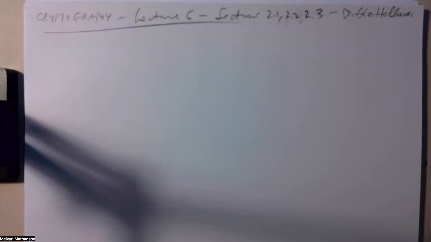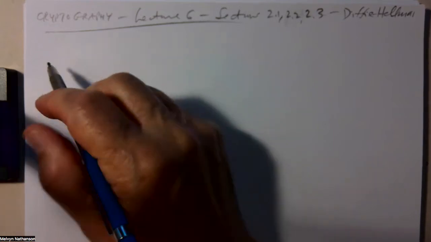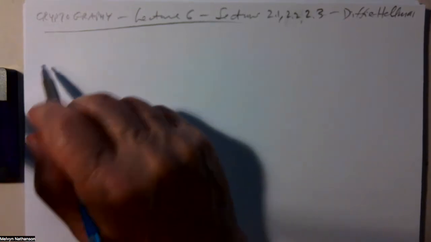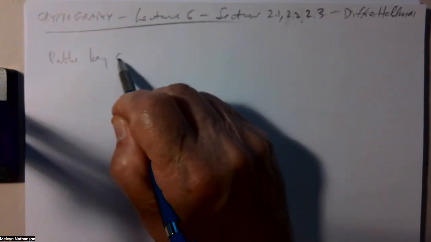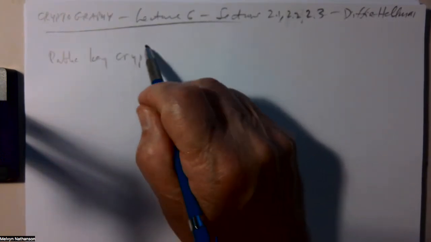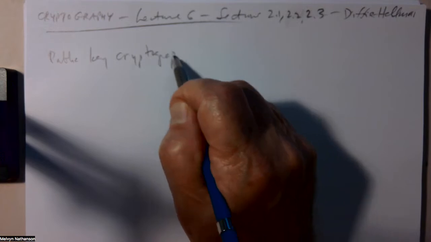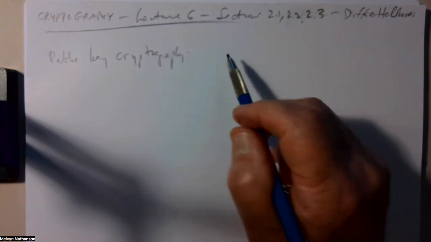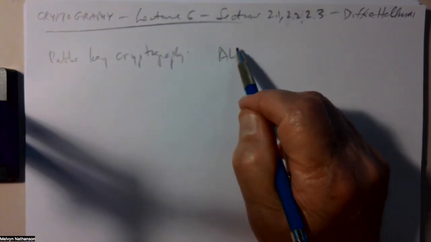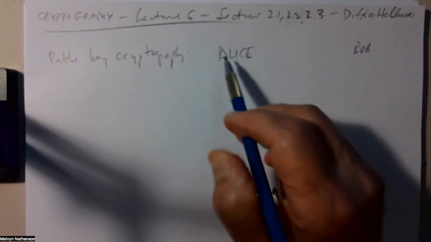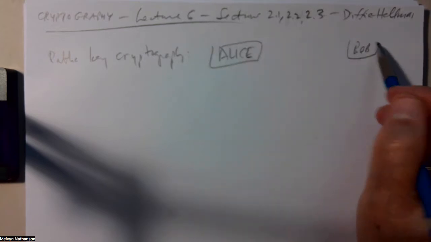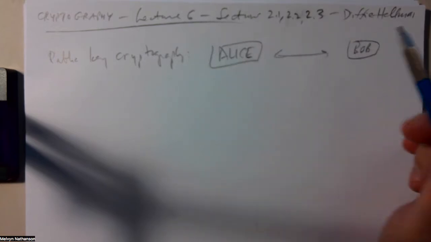So this is our first lecture on chapter 2 on discrete logarithms and Diffie-Hellman. This is the beginning of what is called public key cryptography. So we have two people, Alice and Bob, and they want to be able to send messages back and forth.